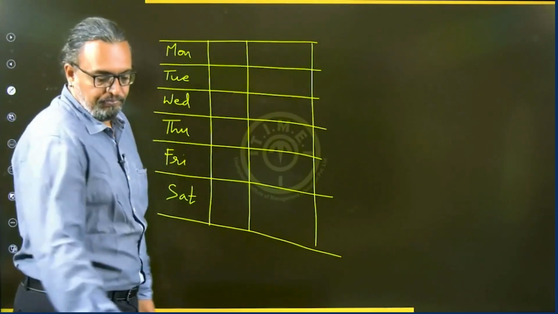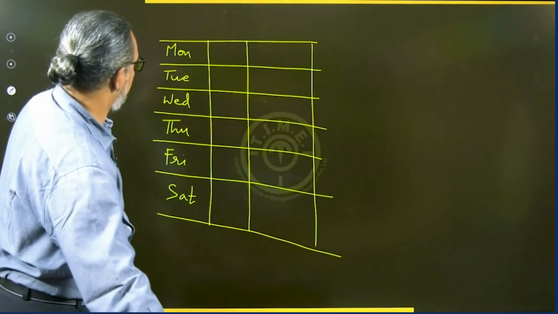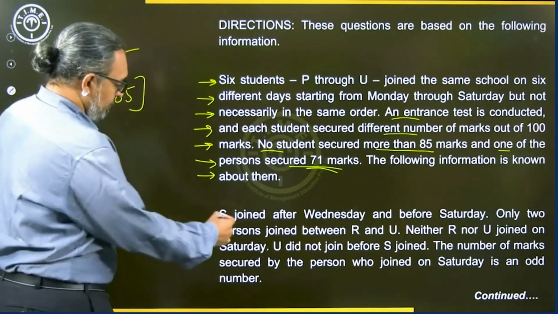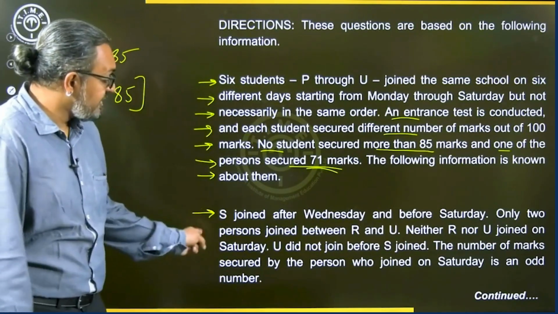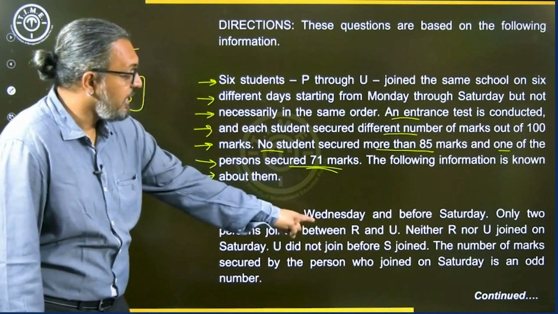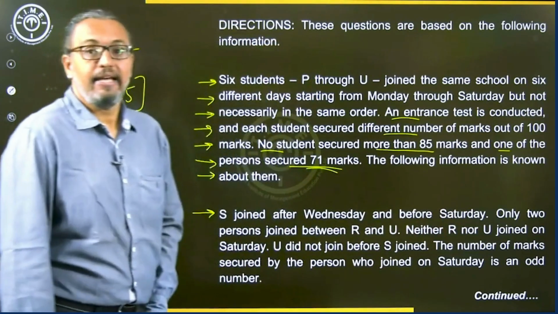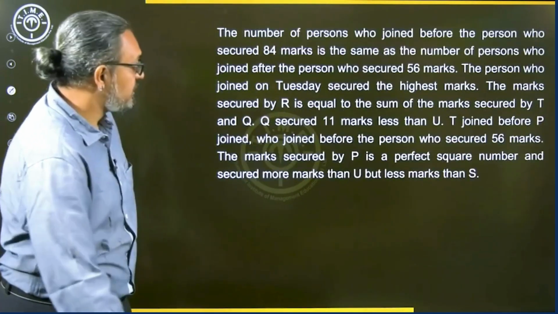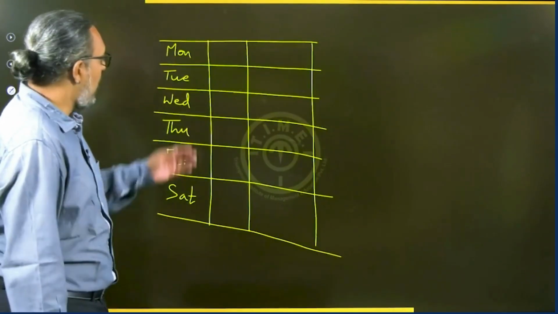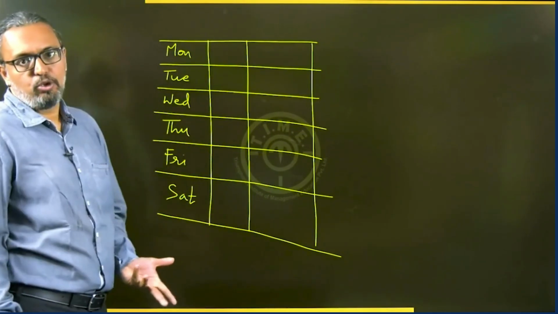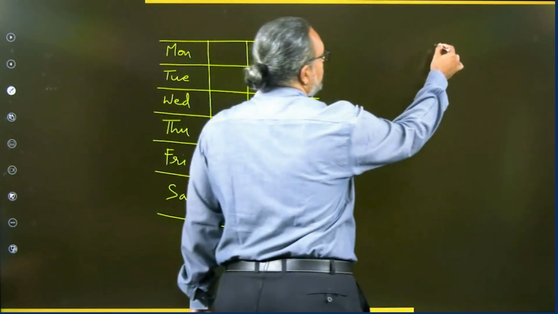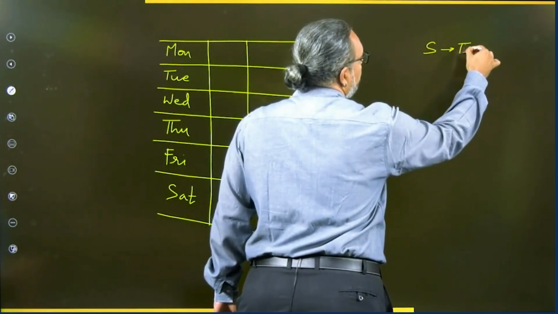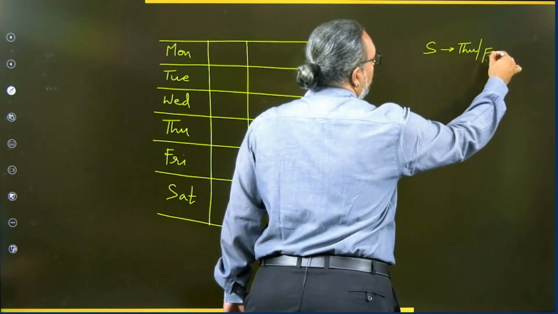Okay, right. Now from here are our conditions. S joined after Wednesday and before Saturday. After Wednesday, before Saturday, there are 2 days. It is either Thursday or Friday. So let's take S to be given either on a Thursday or on a Friday.